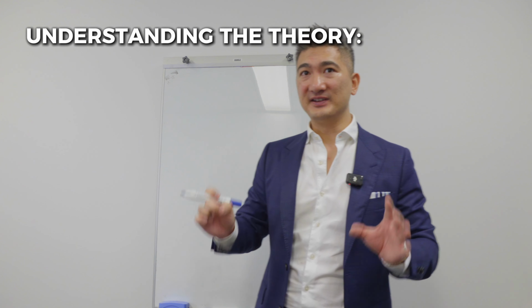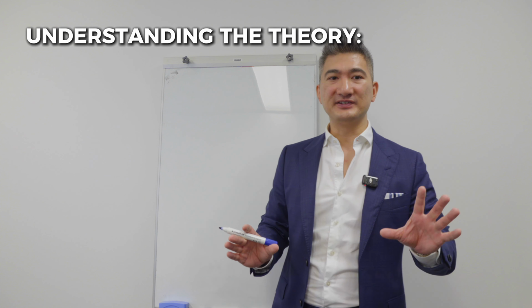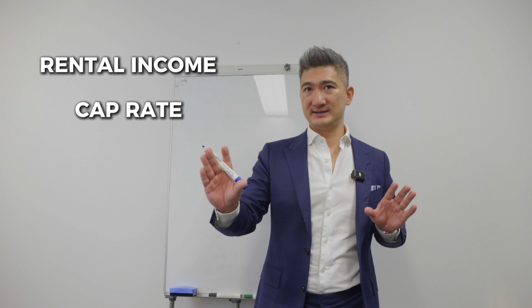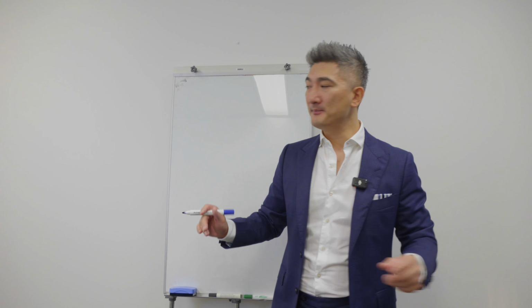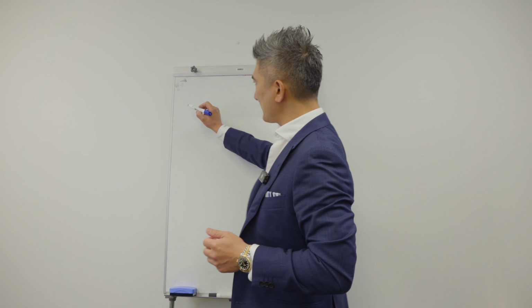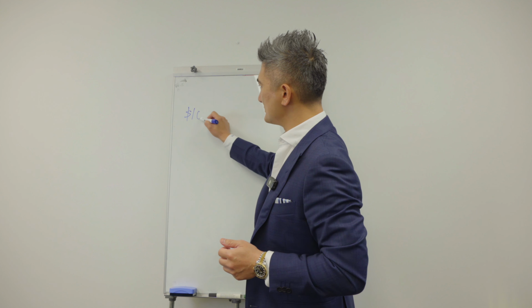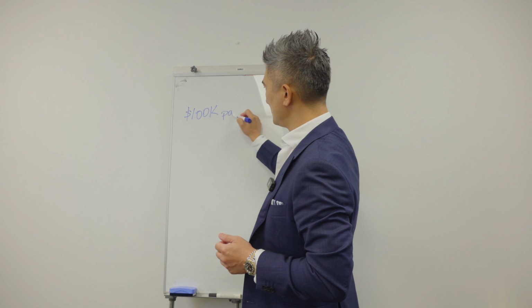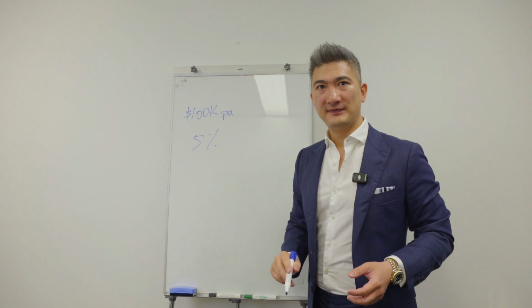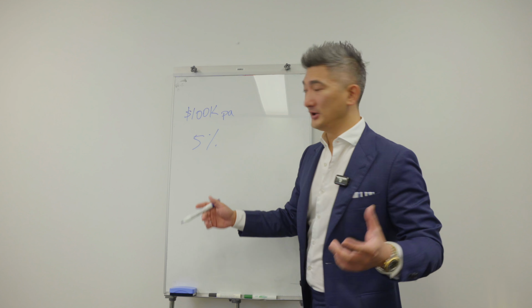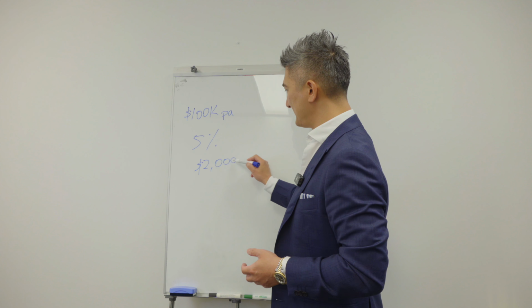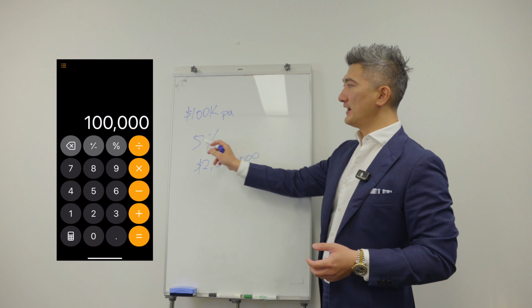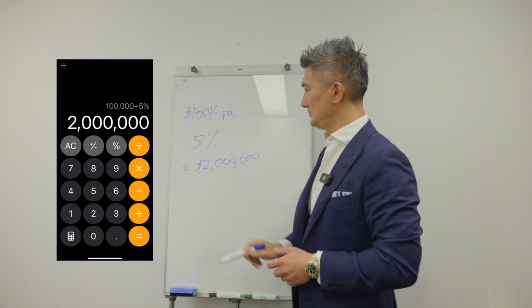First of all, we have to understand two metrics, okay? We have to understand rental income and cap rate, because rental income and cap rate basically determines the value of a commercial property. So simply said, let's say there's a property that's returning you $100,000 per annum in rent, and the cap rate or yield is 5%, then the property value is roughly $2 million. Why is that? Because it's 100K divided by 5% equals $2 million.